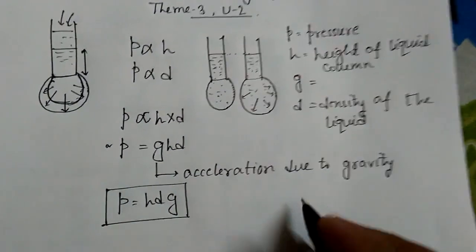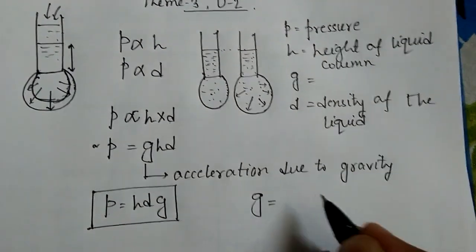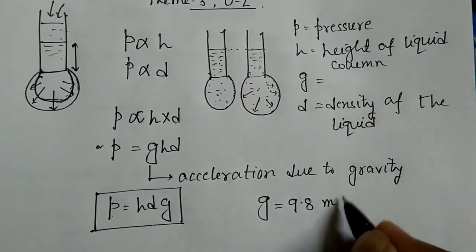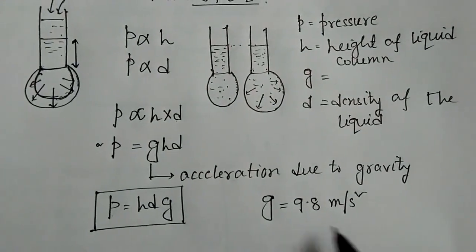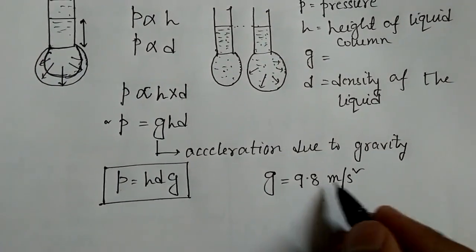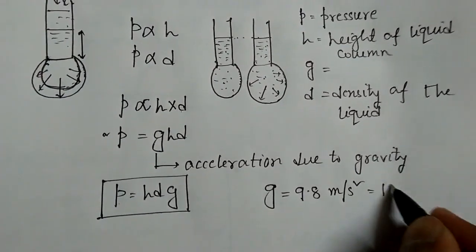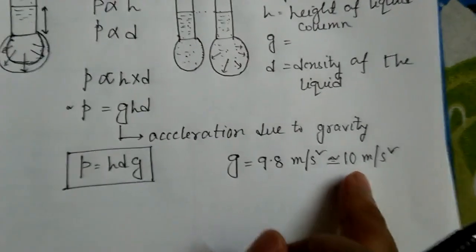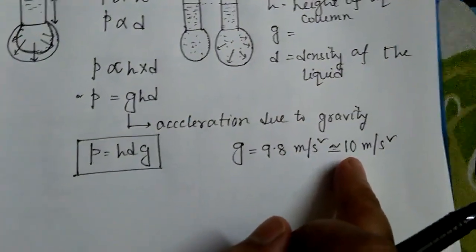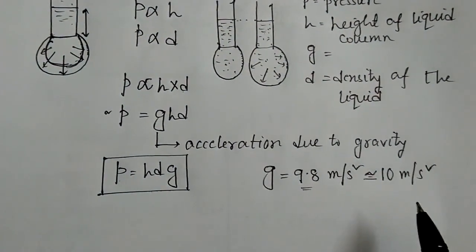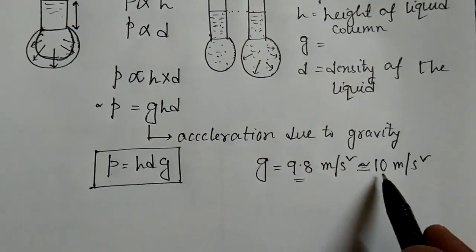Okay, before that, what is the value of g? The value of g in SI is 9.8 meter per second square. This is in SI unit. You have to remember this value. You may say, sir, can't I write 10 meter per second square? Basically 10 meter per second square is sometimes considered for the simplicity of the calculation. But I am expecting 9.8 in examination if 10 isn't given.